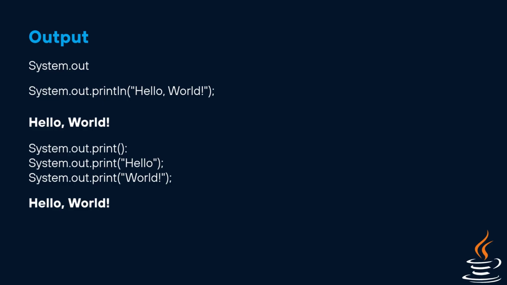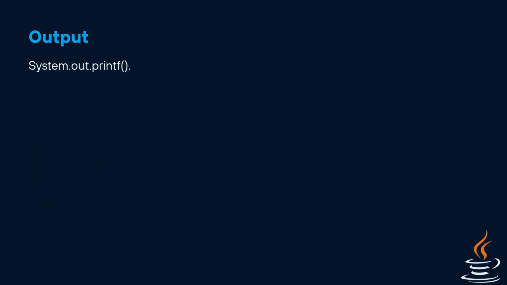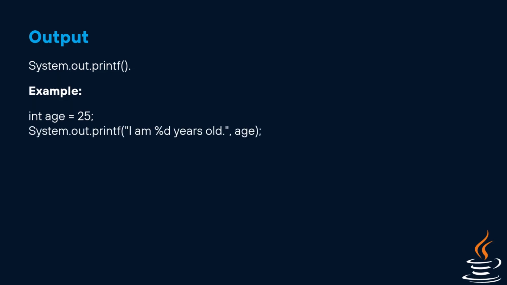If you want formatted output, you can use System.out.printf. For example, int age = 25; System.out.printf("I am %d years old", age); This would print: I am 25 years old. This %d is a placeholder for an integer. Other placeholders include %s for strings, %f for floating point numbers.